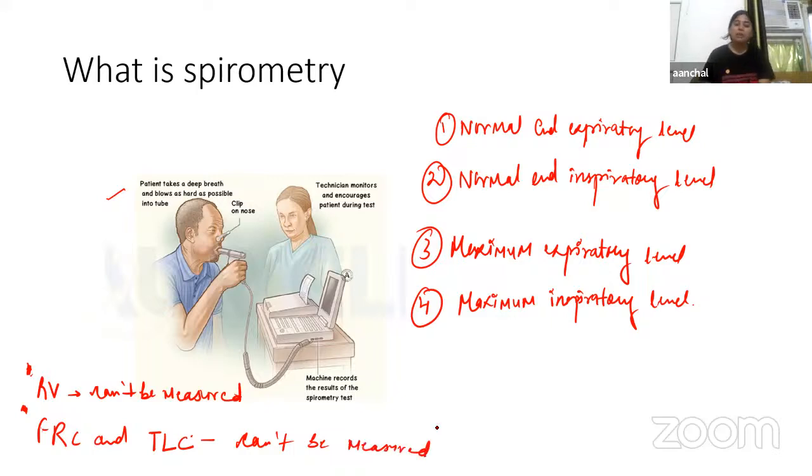Okay, now volumes and capacities which cannot be measured by spirometers are measured by a different method, and the name of that method is the nitrogen washout technique or helium dilution technique, or by body plethysmograph. So these are the techniques by which we can measure the residual volume, but using spirometry we cannot measure the residual volume, right?